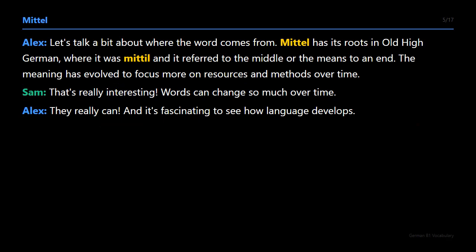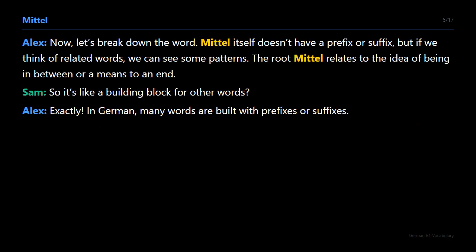Now, let's break down the word Mittel. Itself doesn't have a prefix or suffix, but if we think of related words, we can see some patterns. The root Mittel relates to the idea of being in between or a means to an end. So it's like a building block for other words. Exactly. In German, many words are built with prefixes or suffixes.